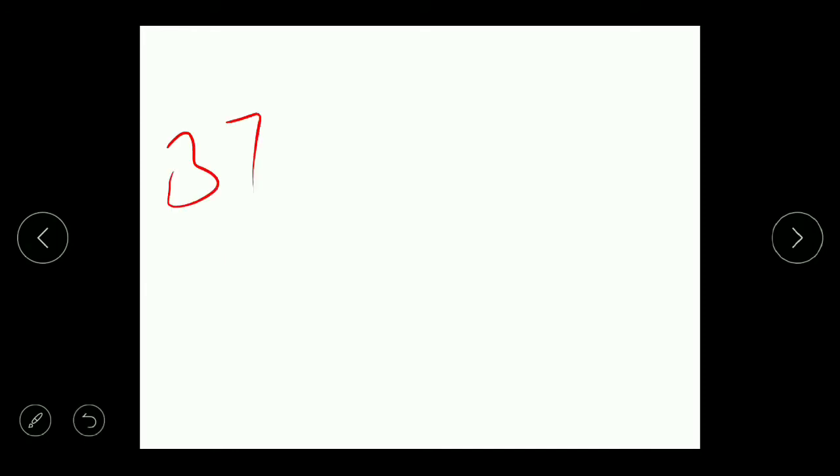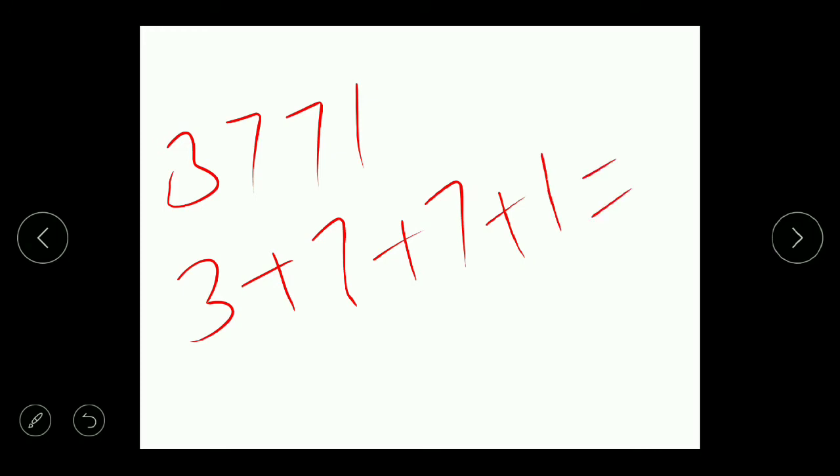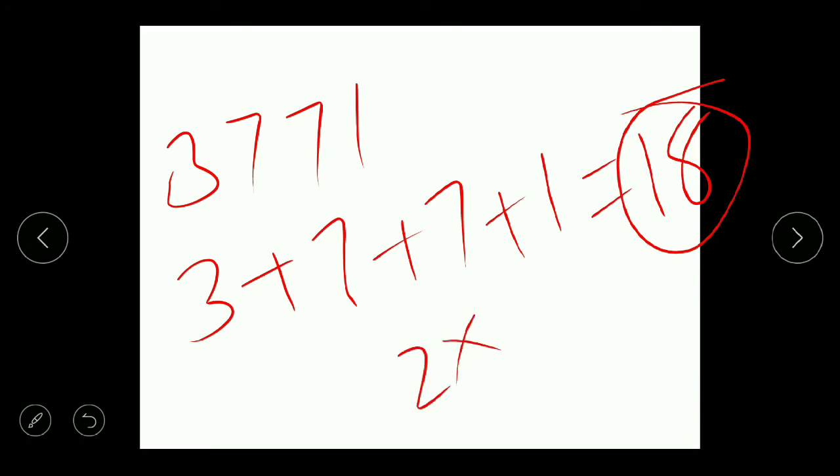Okay, then let's take another example. 3 7 7 1. So let's take this sum. 3 plus 7 plus 7 plus 1. So 3 plus 7 is 10, 10 plus 7 is 17, 17 plus 1 equal to 18. So 18 is a multiple of 9. 2 into 9 equal to 18. So 18 can be divided by 9, therefore this number is also divisible by 9.